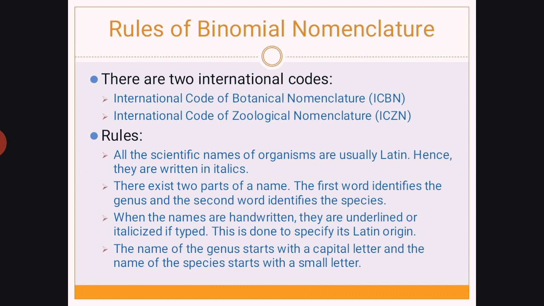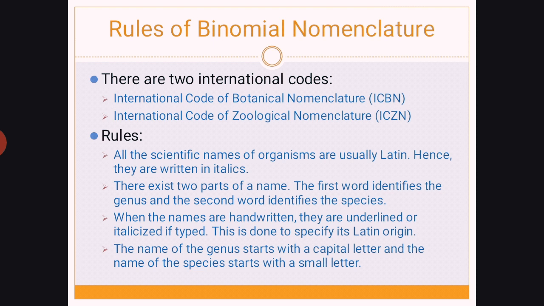Number 1, all the scientific names are usually Latin. So according to the Latin language, they are written in italics. The second point I have already discussed. It is about the binomial nomenclature that contains two different parts. The former is genus and the latter part is species.